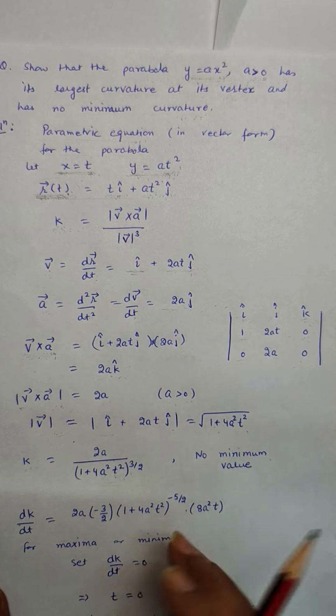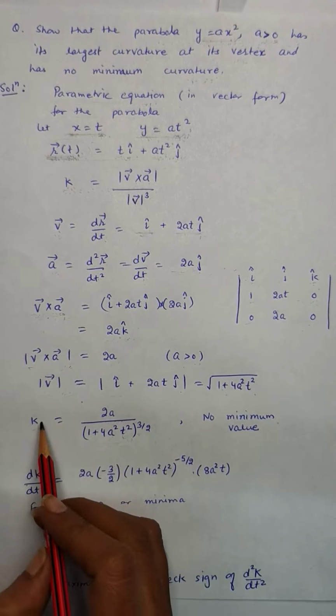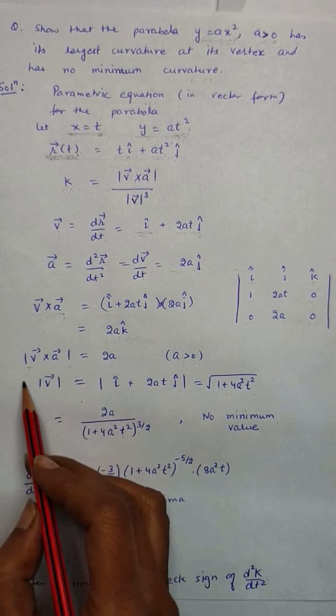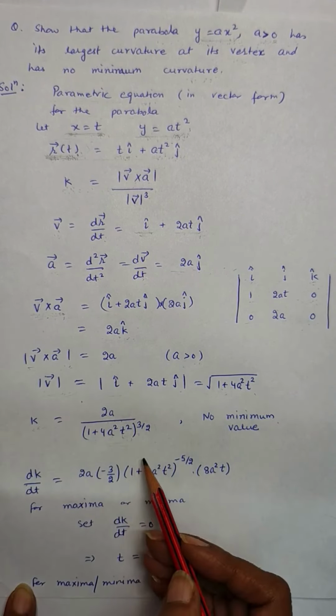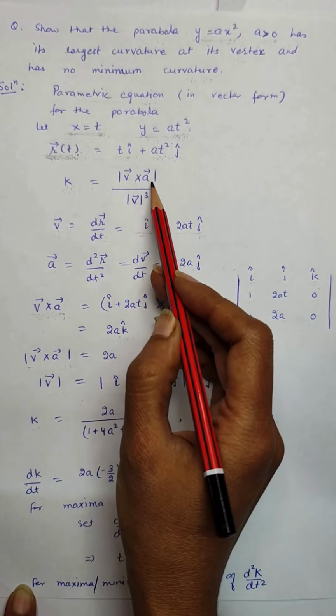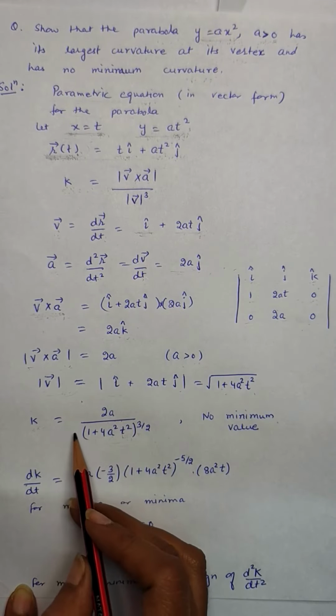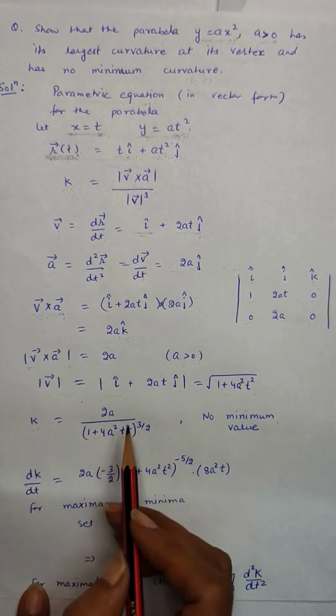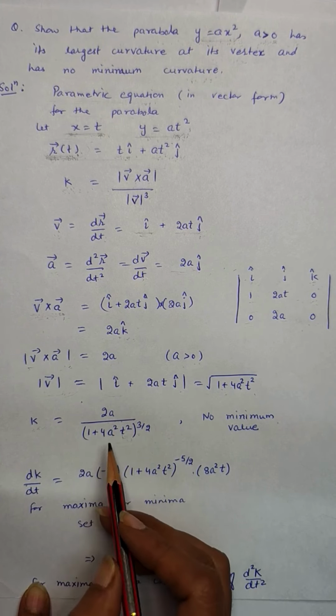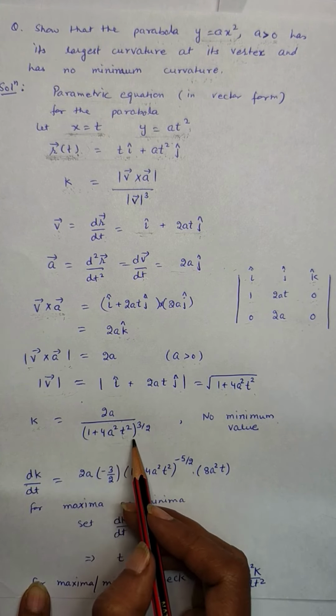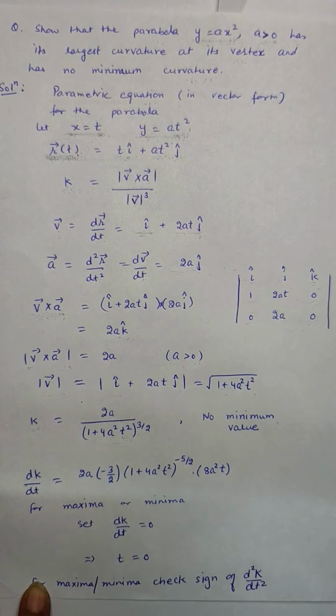Now to find the curvature, we simply substitute these values in the formula for the curvature, which is the magnitude of v cross a divided by the cube of the magnitude of velocity, and we find that the curvature of the parabola is given by 2a divided by (1 plus 4a squared t squared) raised to power 3 over 2.